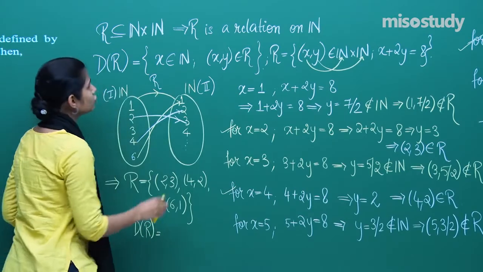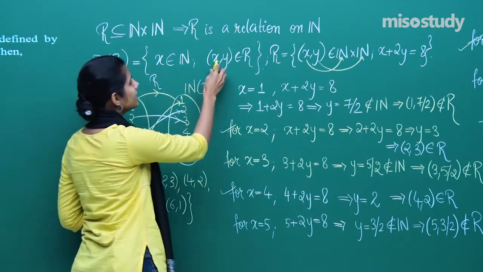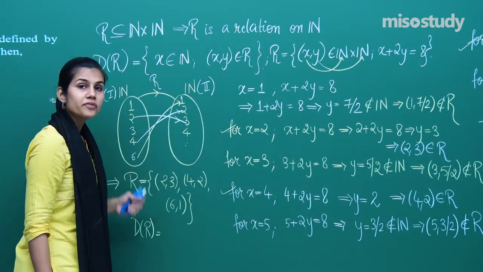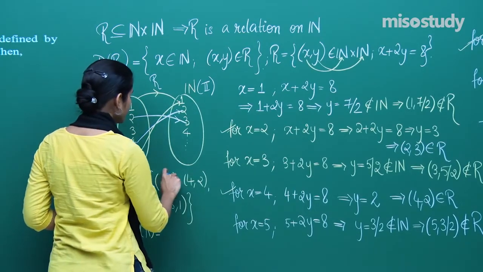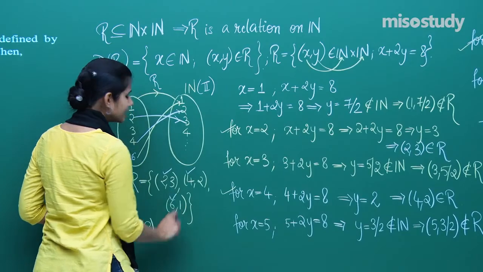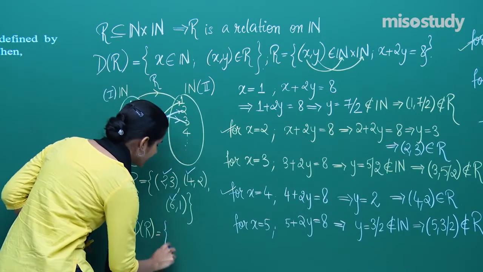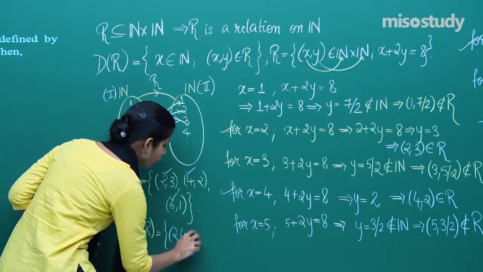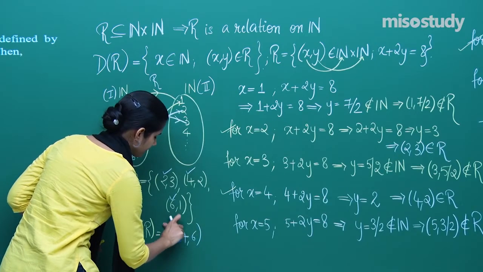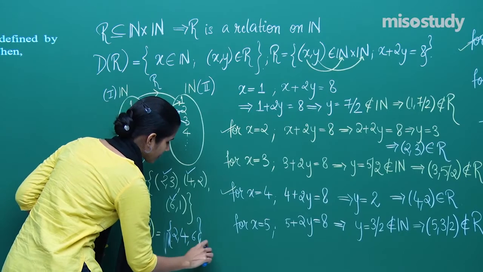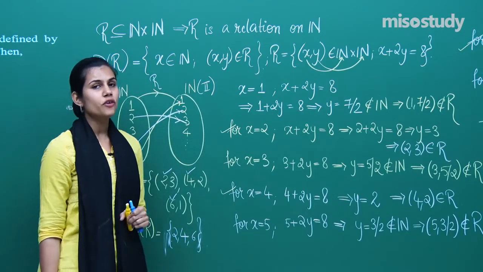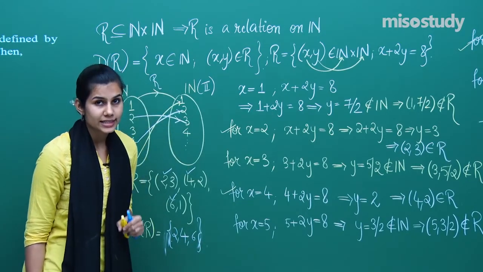Now that you have your R with you, what do you think is the domain of R, when I have already told you that inside the domain we just collect the first components of the entire relation. So the first components happen to be 2, 4 and 6, and that is my domain of R. The set consisting of 3 members, 2, 4 and 6.